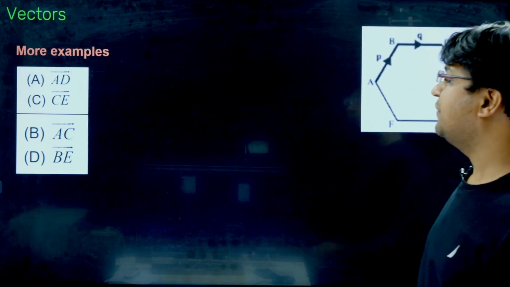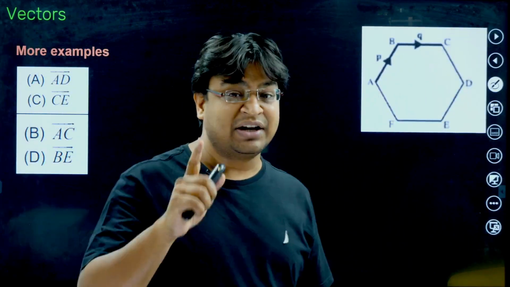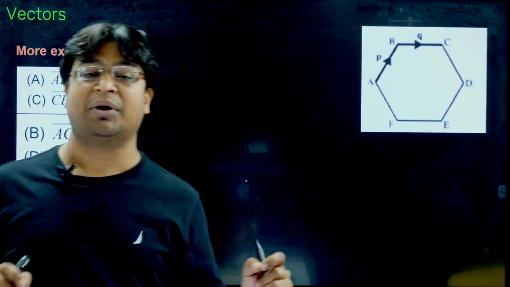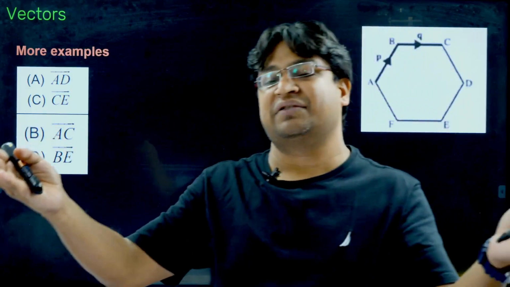So till now, what we have learned? Till now, we have learned to identify. We are yet to calculate the magnitude of the resultant. We are yet to talk about the direction of the resultant, but we have learned to recognize the resultant vector.